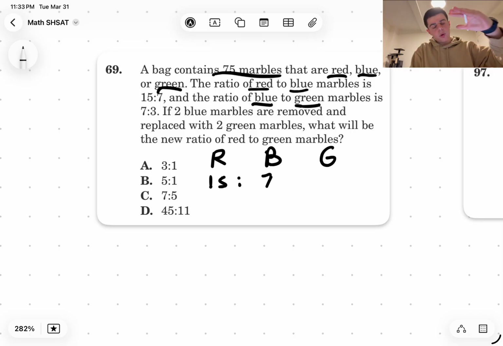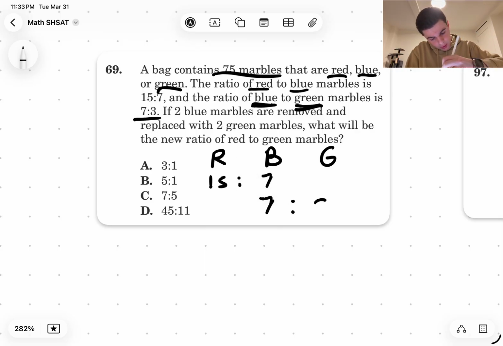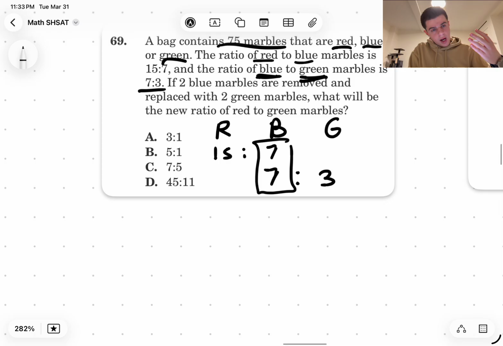And every different proportion, we're just going to write under and see if anything can line up. Our next ratio that they give us is blue to green, and they say that that is 7 to 3. So blue is 7, green is 3. Now we have these two, right? But we see that the blue has 7 for both of them. And just to show this in fractions, if you might be more comfortable with that, we can rewrite this as 15 over 7.